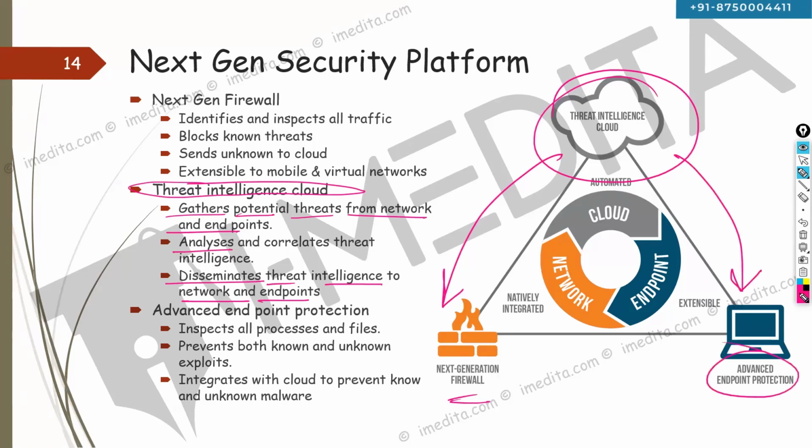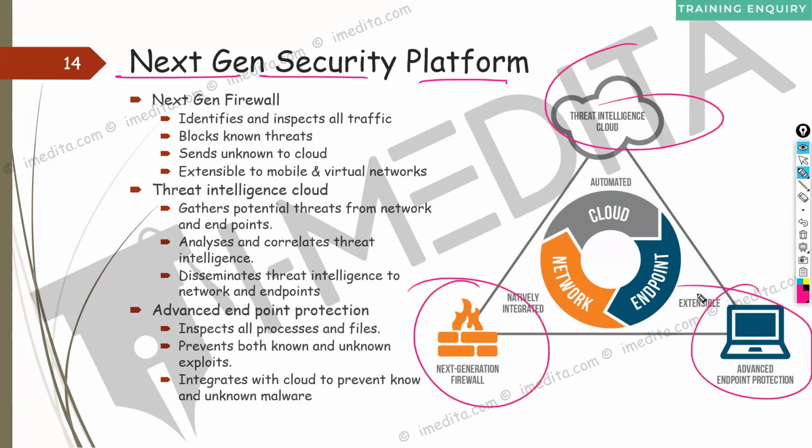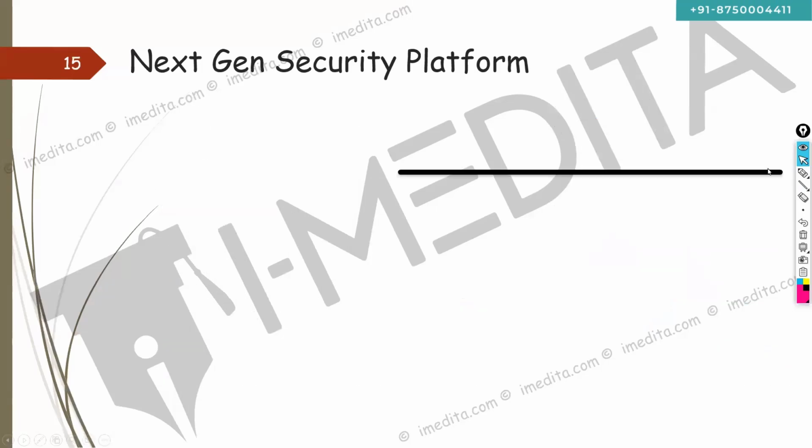Got it or not? So what this next generation endpoint protection will do, this advanced endpoint protection, it will inspect all processes and all files. It will prevent both known and unknown exploits or malware, and it integrates with the cloud to prevent known and unknown malware. So it will inspect all files. It will protect from known and unknown threats with the integration of the threat intelligence cloud. Clear? So these are the three components of the next generation security platform: cloud, next generation firewall, and advanced endpoint protection.